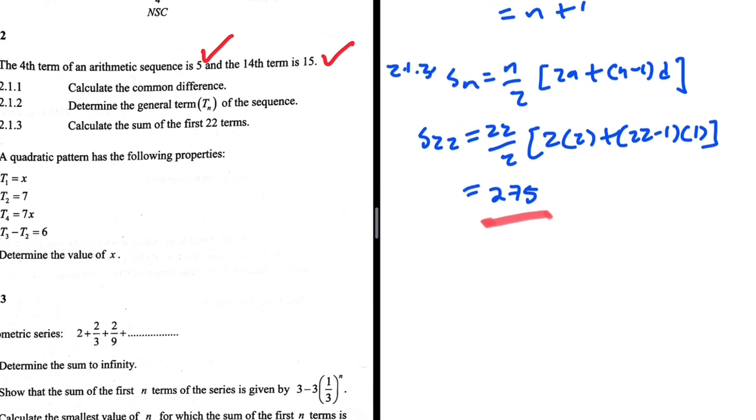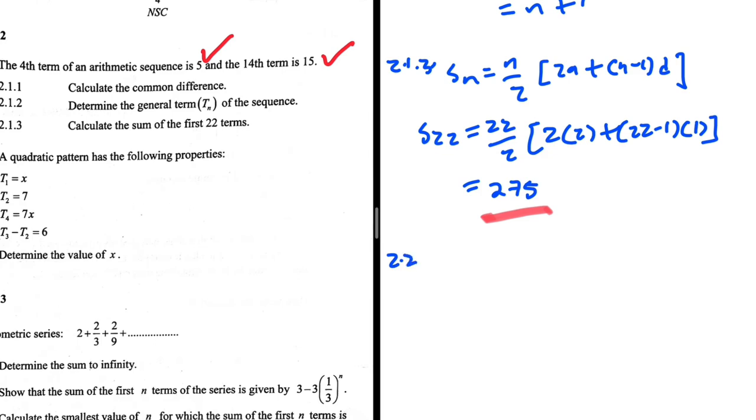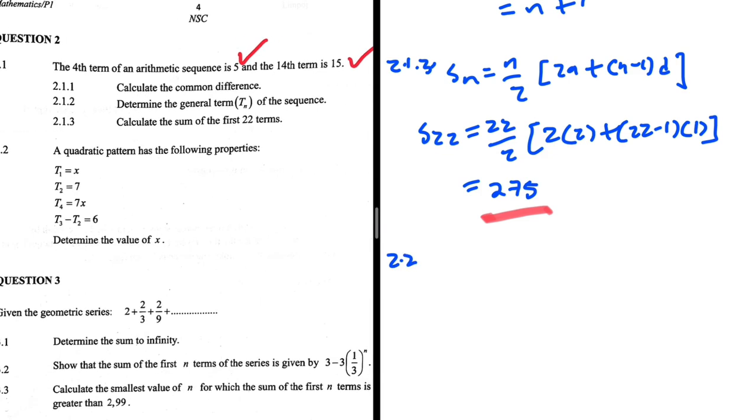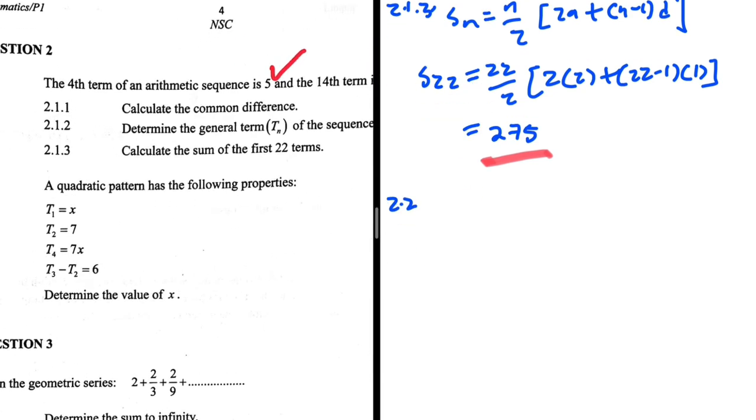But anyway, moving on. 2.2, let's take a look. A quadratic pattern has the following properties. T1 is equal to x, so I'm going to put that there.